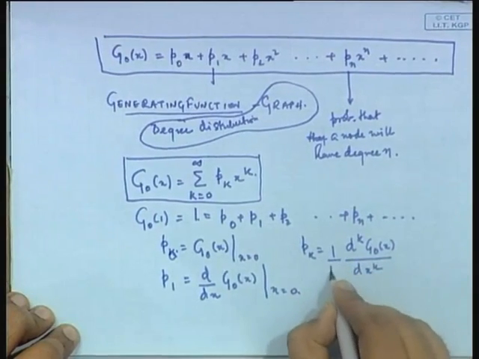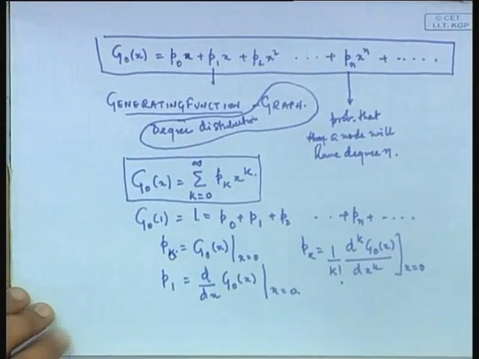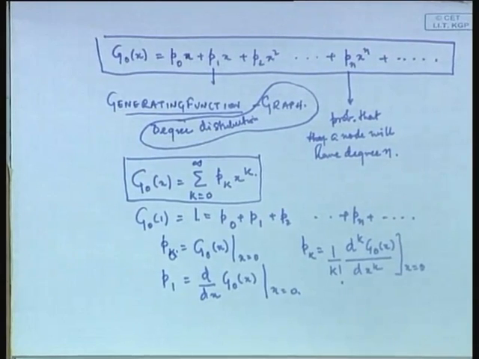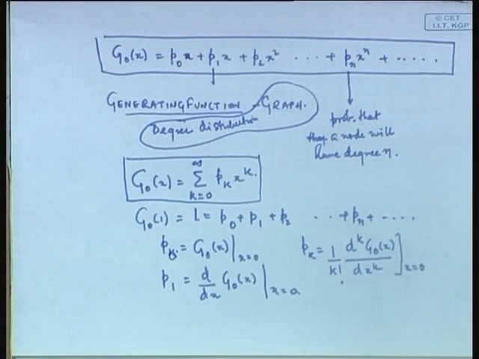and you have to have some factor. Okay. Clear? So, you get p k, p 0. So, from the generating function you can directly get the probability that a node will have degree k. Okay. Can I proceed?